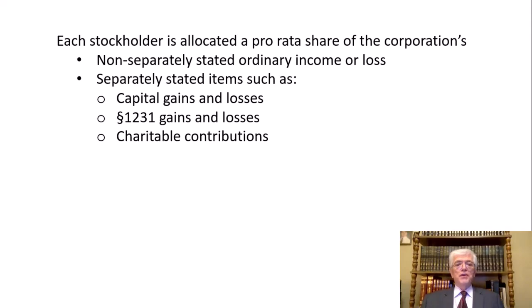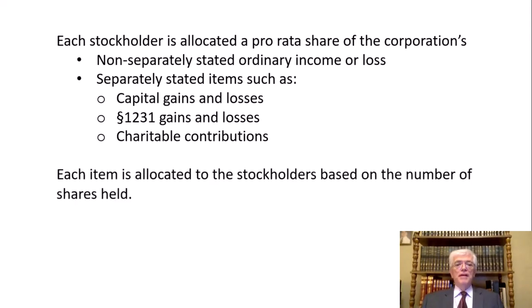That's very similar to what partnerships have for those sorts of things, which the taxpayers can take and put on their own return, but they won't just be ordinary income from the business entity. Each item is allocated to the stockholders based on the number of shares held. That's why there can only be one class of stock.